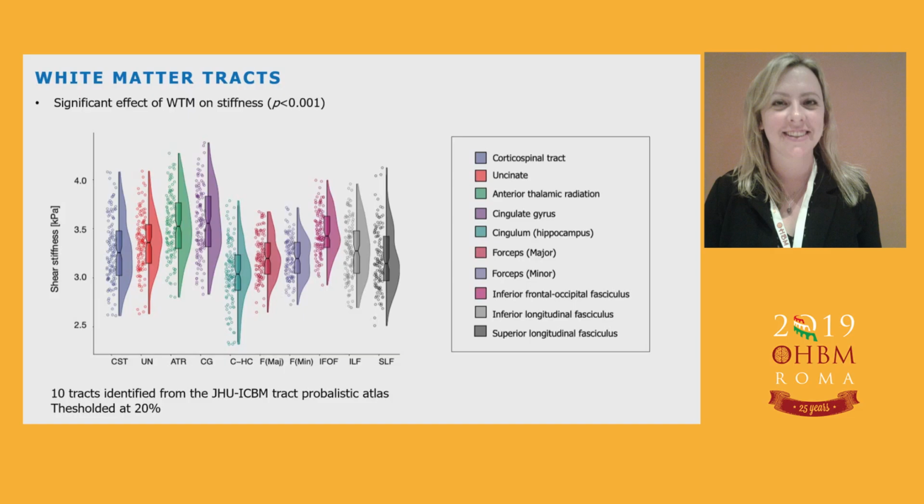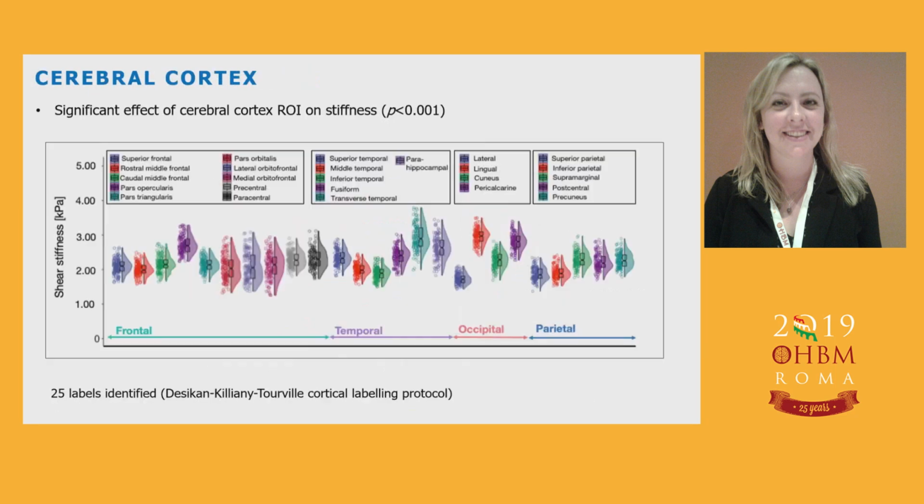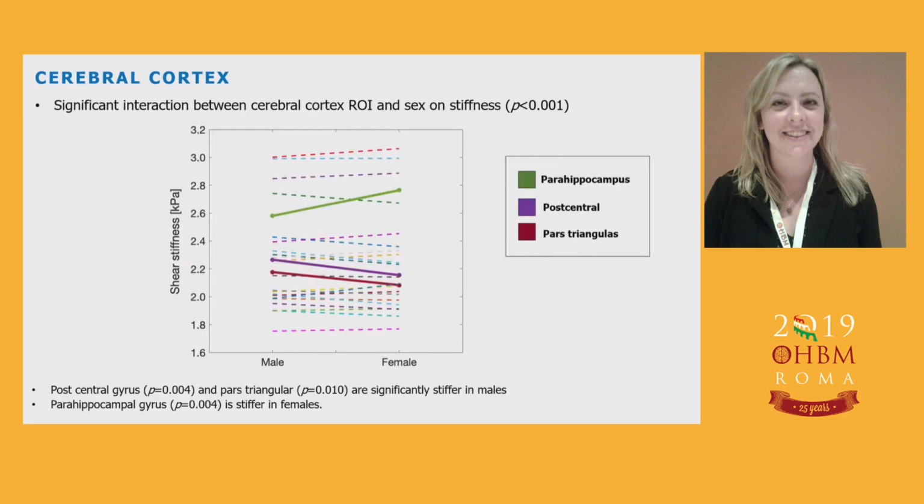Then we looked at the white matter tracts, and again, we saw a significant effect of region. They all display distinct properties. Again, we see an interaction where there are differences between male and female brains. Again, the cingulum involved the hippocampus. We also looked at the cerebral cortex, and we've grouped these by lobar regions. Again, a significant effect of region on stiffness. Another significant interaction between these regions.